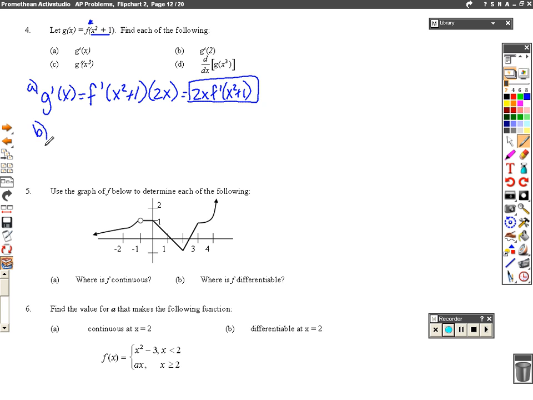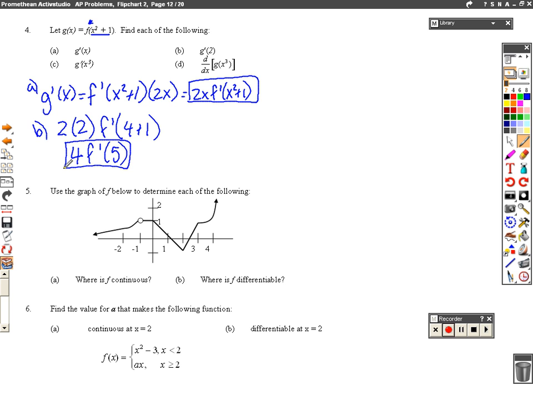All right, option B. Now we want g prime of 2. Well, we already have an equation for g prime of x, so for this we really just need to plug in 2 to the derivative. It's the derivative of g at 2. So let me plug in 2, and we've got 2 times, now all the x's become 2's, f prime of 2 squared, so that's 4, plus 1. So we've got 2 times 2, which is 4, times f prime of 5. That would be the answer for part B.